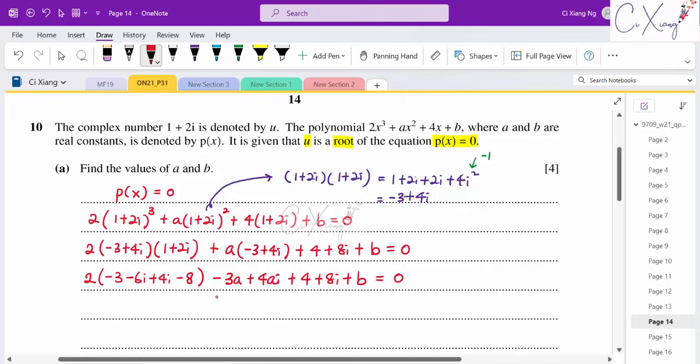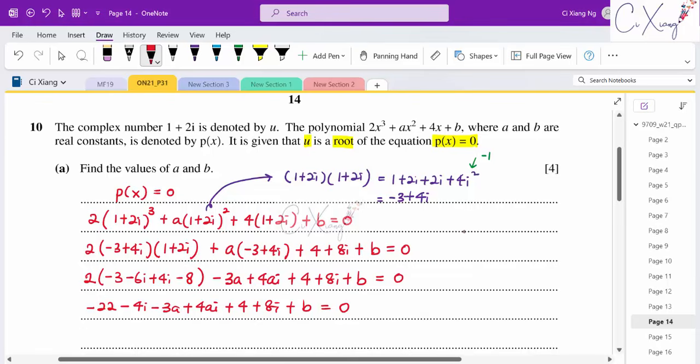Throughout this whole part, you just need to make sure that you don't make careless mistakes. Next, I continue to multiply this value. Negative 3 minus 8 is negative 11, so negative 11 times 2 is negative 22. Negative 6i plus 4i is negative 2i, times 2 is negative 4i. Then negative 3a plus 4ai plus 4 plus 8i plus b equals 0.